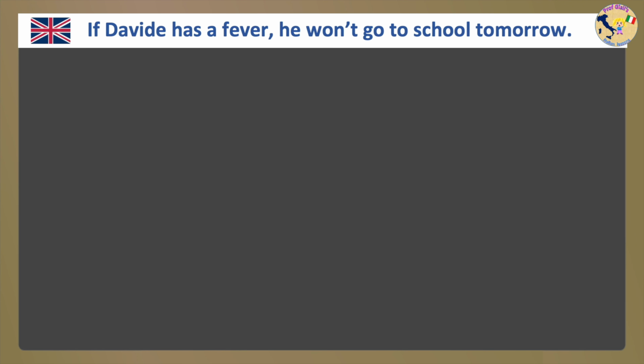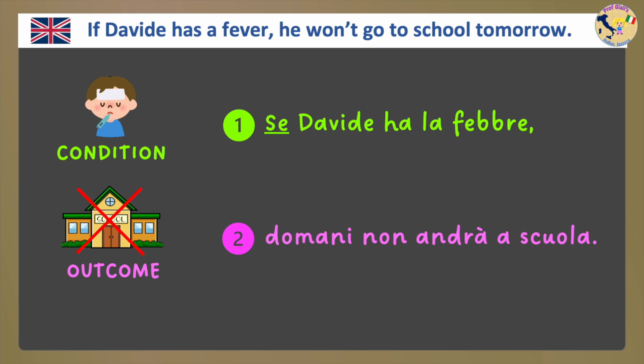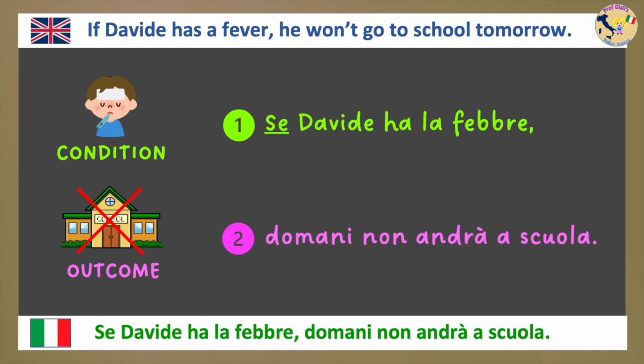Let's take, for example, the sentence, if Davide has a fever, he won't go to school tomorrow. In Italian, the condition, if Davide has a fever, is expressed by the subordinate clause, se Davide ha la febbre, whereas the outcome, he won't go to school tomorrow, is expressed by the main clause, domani non andrà a scuola. Se Davide ha la febbre, domani non andrà a scuola.